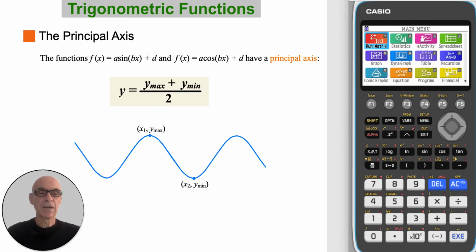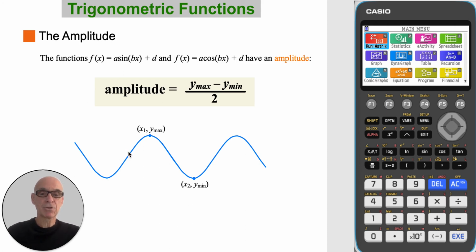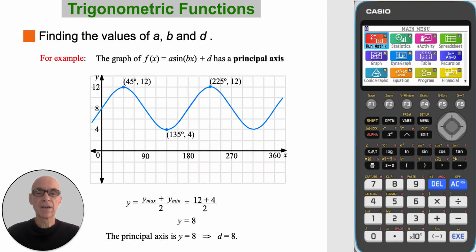You can also find the equation of the principal axis by adding together the maximum value and the minimum value and then dividing by 2. And you can find the amplitude by subtracting the maximum and minimum values and dividing by 2. In the example, to find the value of d, we need to calculate the equation of the principal axis. Adding together the maximum and minimum values and dividing by 2 gives a value of 8. So the equation of the principal axis is y equals 8, and therefore d is equal to 8.